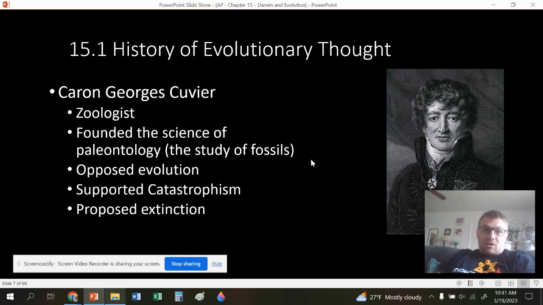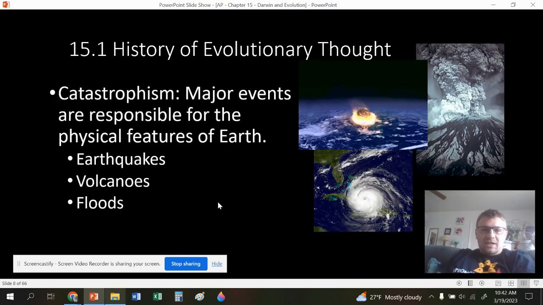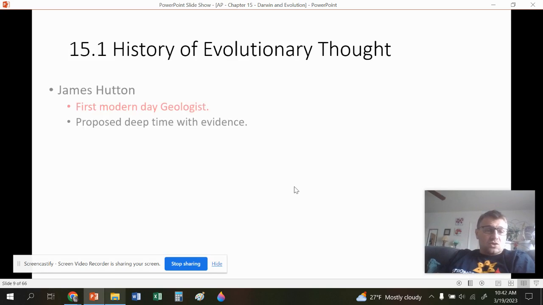That species that are here today have always been here, and a shift in ideology had to happen before Darwin understood evolutionary thought. Now, Cuvier talked about something called catastrophism, where major events are responsible for physical changes of Earth, like earthquakes, volcanoes, floods. This is what causes the Earth to have its physical features, which sometimes is true.